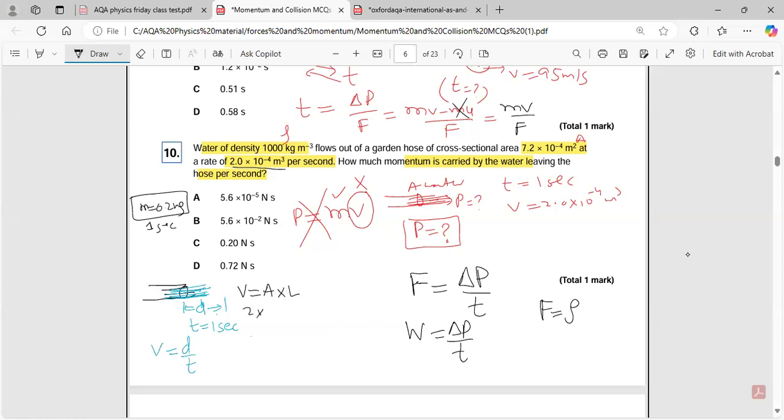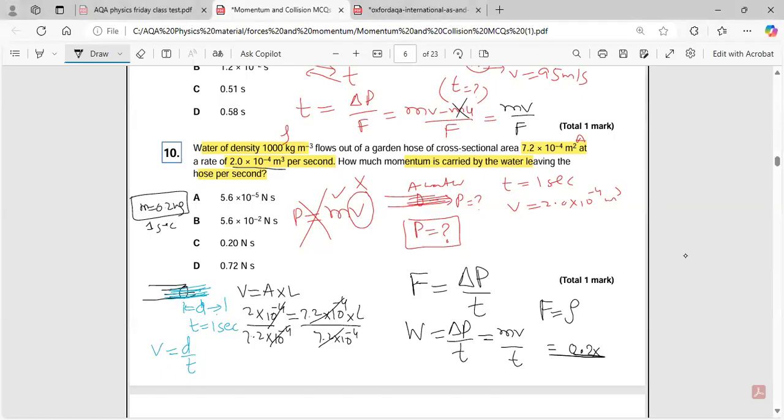So volume is 2 into 10 to the power minus 4. Area is 7.2 into 10 to the power minus 4 into length. And when you divide both sides with this, you get your answer for this length, right? So it is 2 into 10 to the power minus 4 divided by 7.2 into 10 to the power minus 4. And when you do that, you will get your answer for the length moved by this object, which is water in this case.